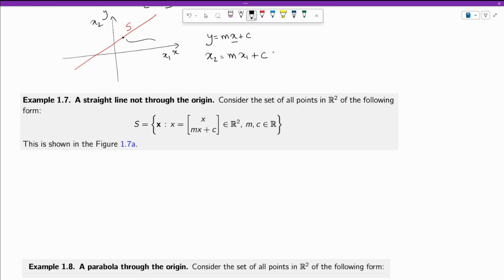That means if I choose elements from this set S, they should be of this form. The first element is x, which is some value for x1. The second element has to be mx plus c. Now tell me whether or not it's closed under these operations, or whether it's a vector space. You don't have to assume anything. The only thing is m and c are real numbers. That's all. Is S a vector space?